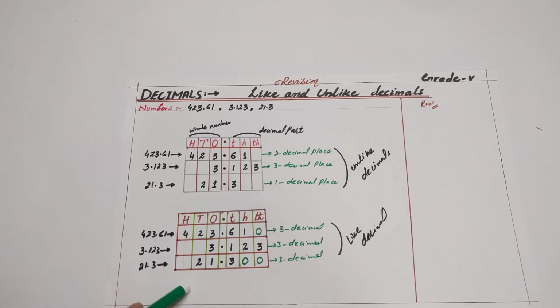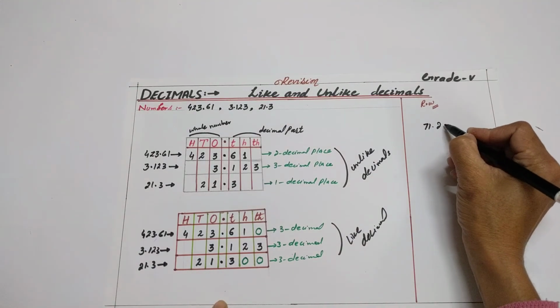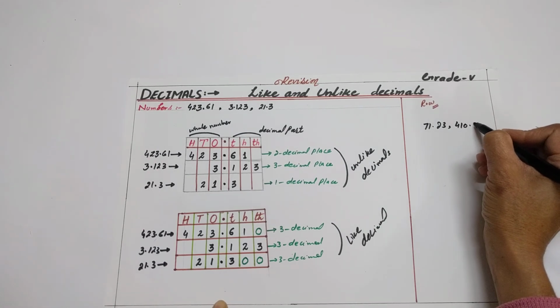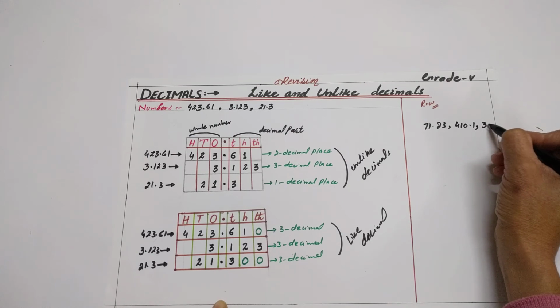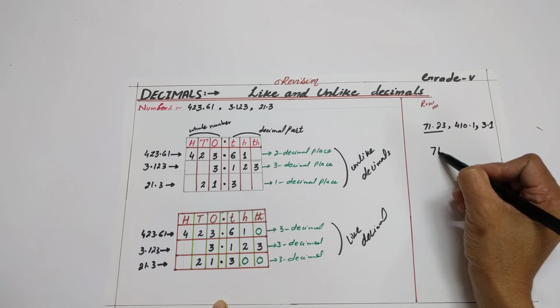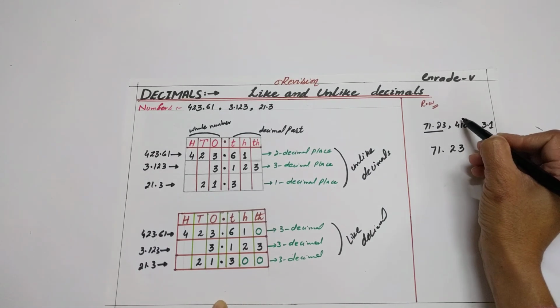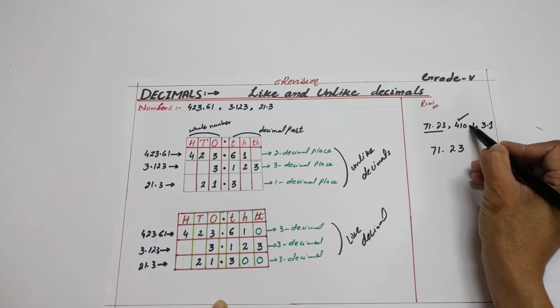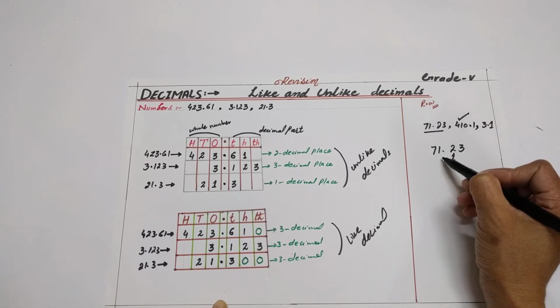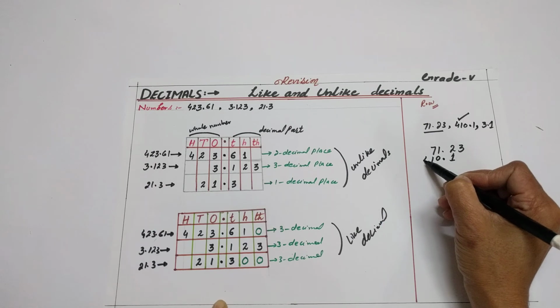And if you want to write decimal numbers without using the place value chart, you can directly convert them. Like if I write a number 71.23, second number is 410.1, and the third number is 3.1. Firstly I will start from the first number, 71.23. Second number is 410.1. Firstly I will start from the decimal. Right side digit is 1 and the left side digit is 0, then 1 and 4.